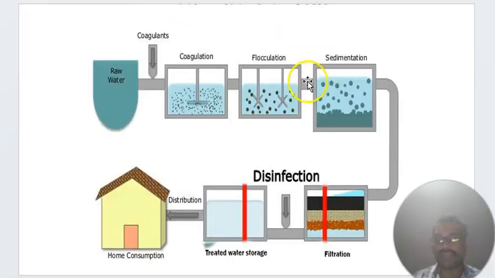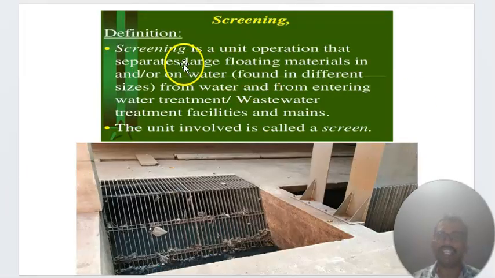Now you can see the graphical representation: raw water, the coagulant and coagulation, flocculation, sedimentation, then filtration, and a disinfectant like chlorination that we add here, then treatment of water and storage, then distribution for home consumption. This is a rough diagram of water treatment technology. Now coming to the first step, screening. What is screening? You can understand from the picture that it holds back large undissolved suspended particles, which are stopped or removed by the screening technology.